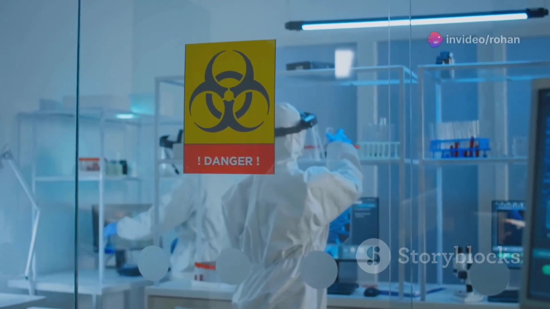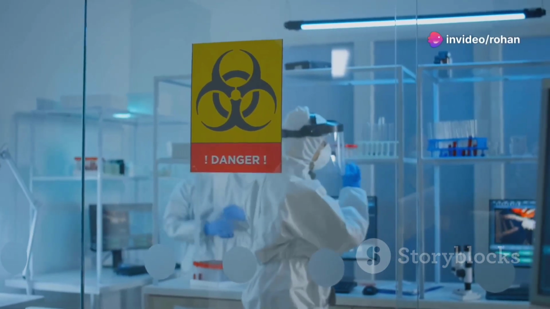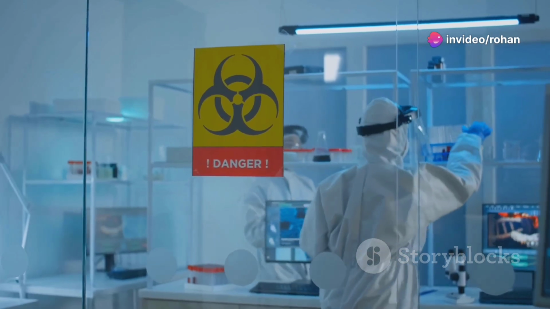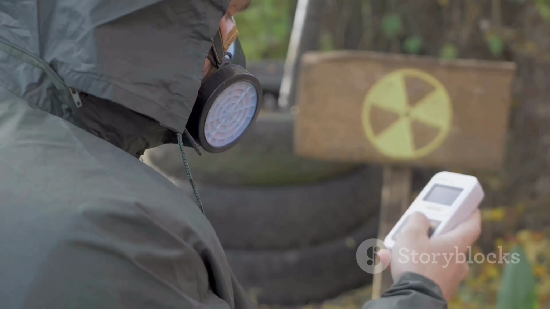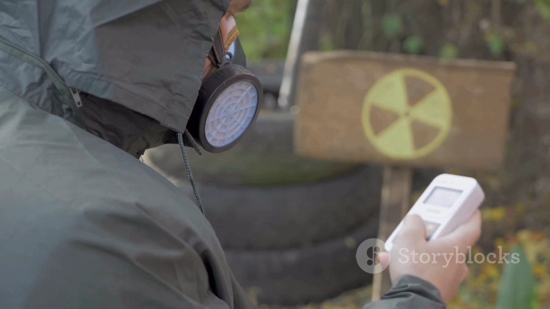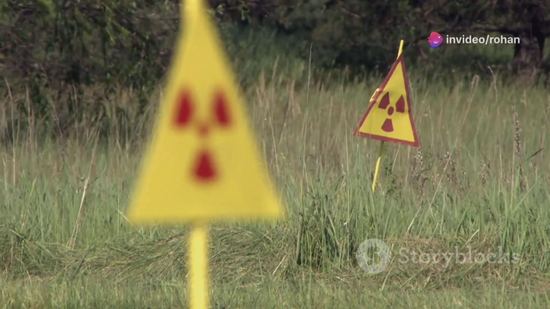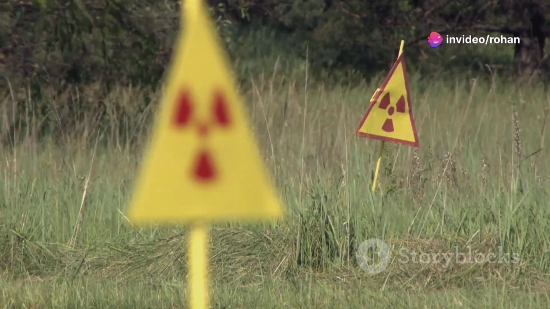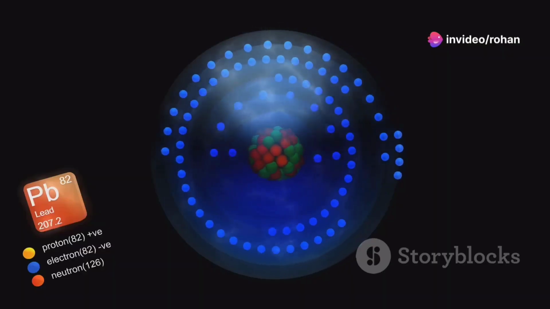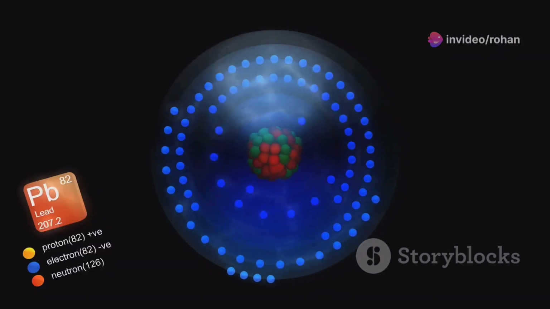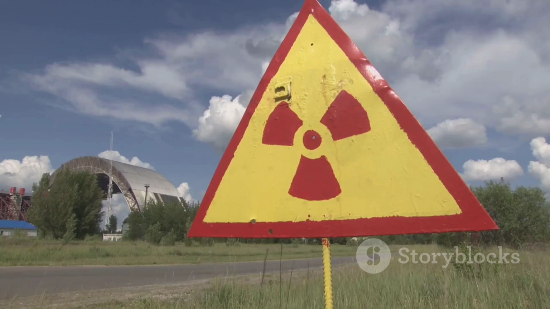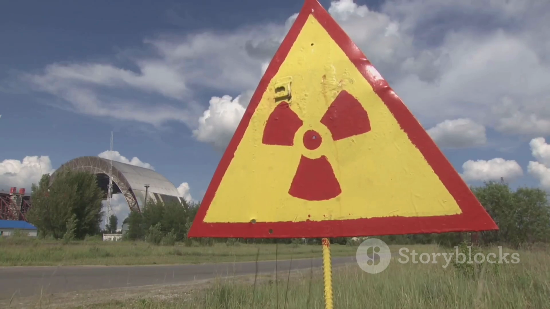Section 7. The two-sided nature of radiation: risks and precautions. While alpha particles have beneficial applications, it's crucial to acknowledge and address the potential risks associated with radiation exposure. Alpha particles possess high ionizing power, meaning they can strip electrons from atoms as they pass through matter. This ionization can damage living tissue.